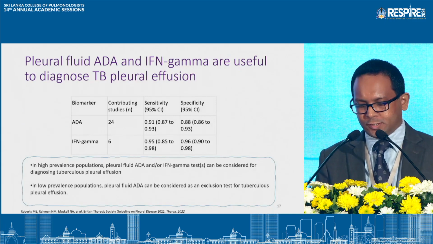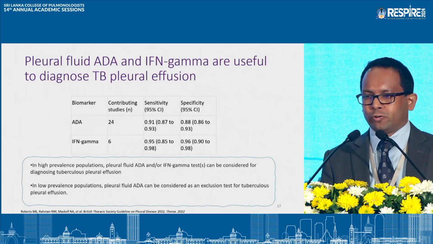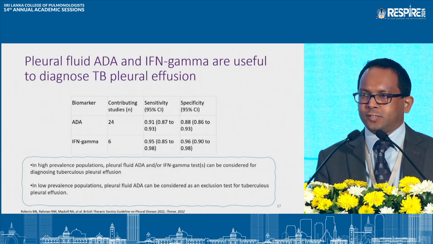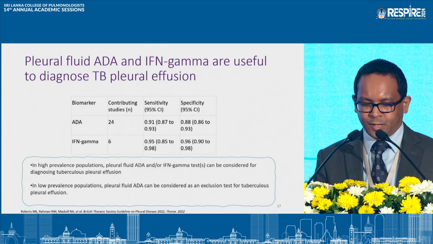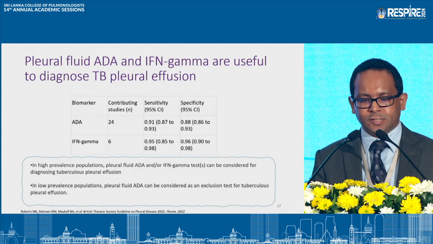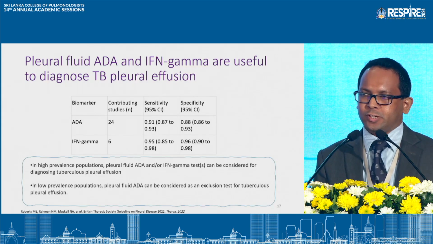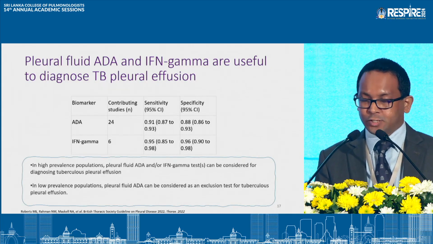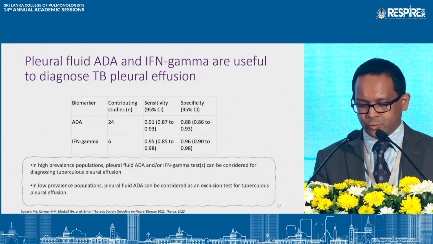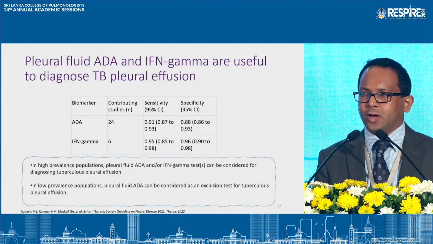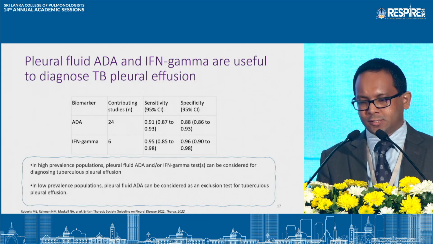What about tuberculosis? For tuberculosis, we can do pleural fluid adenosine deaminase or interferon gamma levels. Both are quite sensitive and have good specificity as well. And the recommendation is that in high prevalence populations, either ADA or interferon gamma can be considered for diagnosing tuberculous effusions. And in low prevalence populations, ADA can be used as an exclusion test for pleural TB. When it comes to ADA or interferon gamma, the cost for ADA is less. So with reasonably similar sensitivities and specificities, I think, especially in our setting, it's better to go for adenosine deaminase.